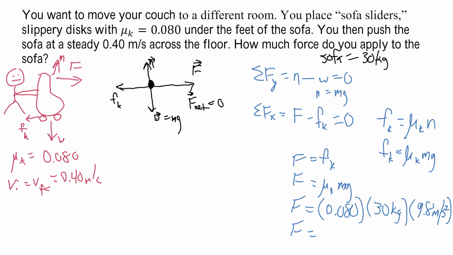23 point something, 5? Okay, so significant figures. So 1, 2, 3. This only has 2, so 24 newtons. Okay, so in this problem we had to use both sums of the forces in the x and y direction in order to get our way down to what the force was.